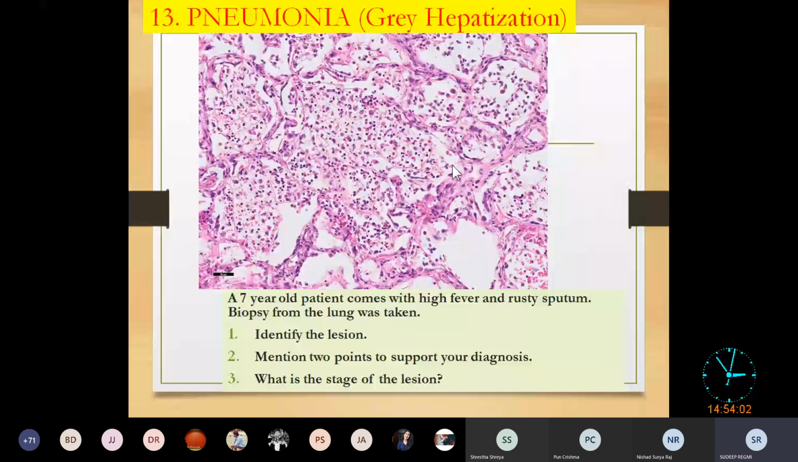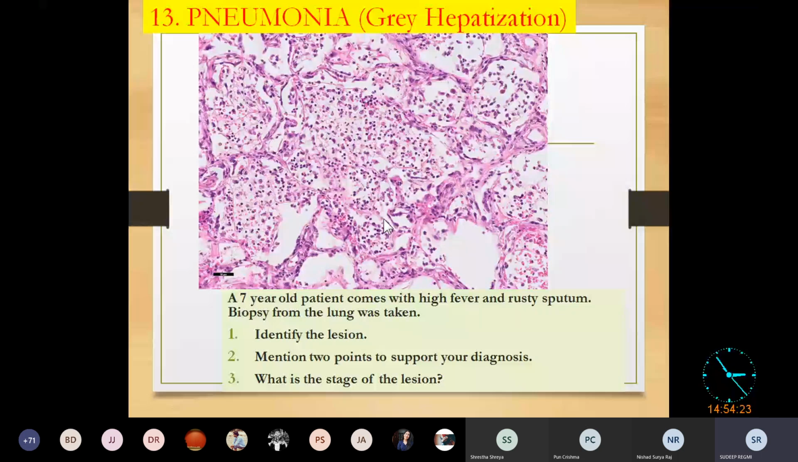Here you just have to say there are multiple alveolar spaces. This is a section from the lung with multiple alveolar spaces containing sheets of neutrophils and degenerated cells, and there will be pigment-laden macrophages or carbon-laden macrophages.